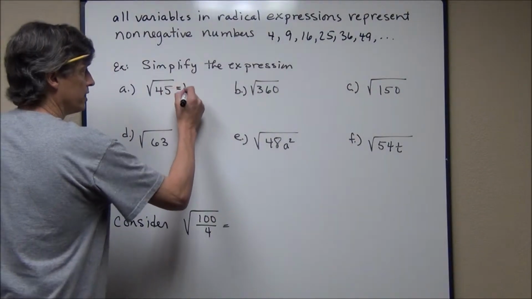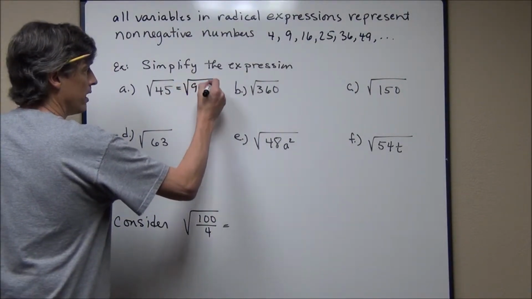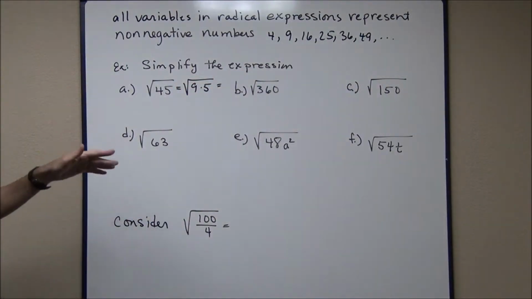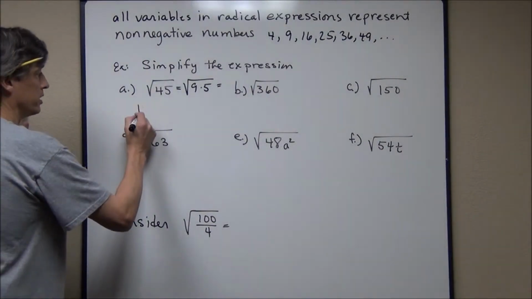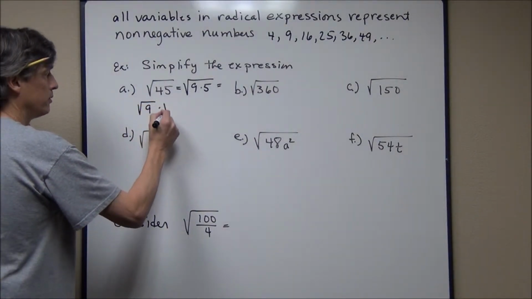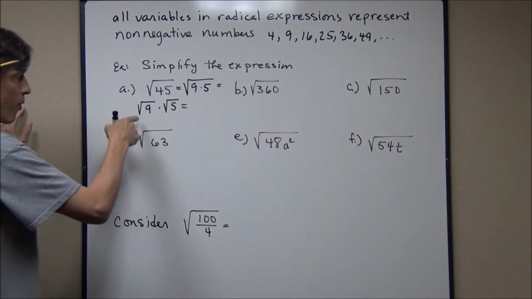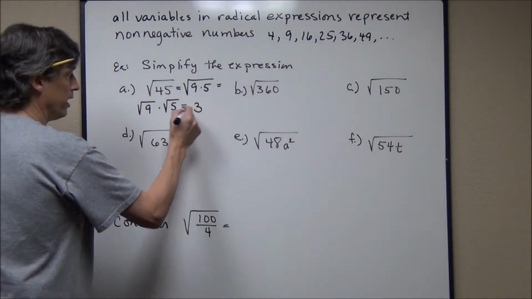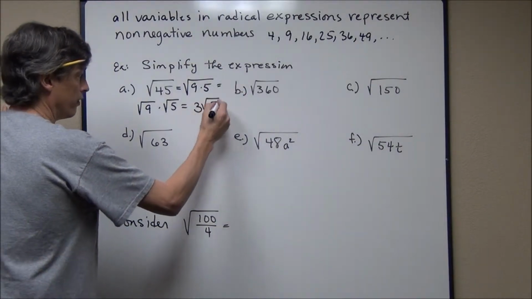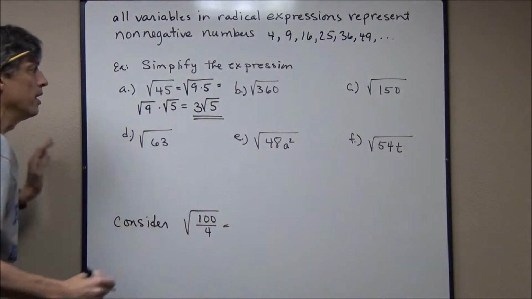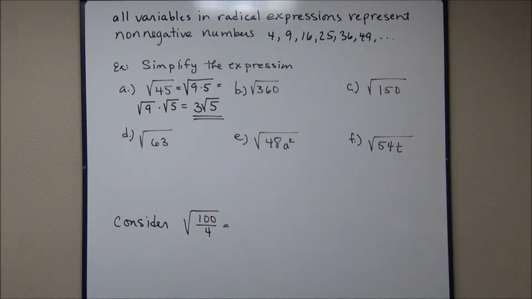I can think of this as the square root of 9 times 5. Now I'm going to use my product property for radicals. I'm going to write this as the square root of 9 times the square root of 5. And yes, this is the example from what I had before. The square root of 9 is 3, and this is the square root of 5. 3 times the square root of 5 is my answer. That's considered simplest radical form.